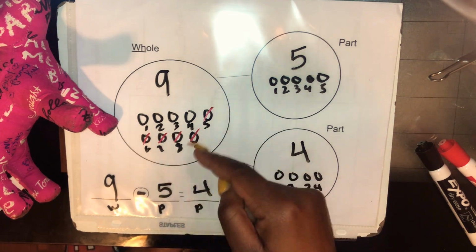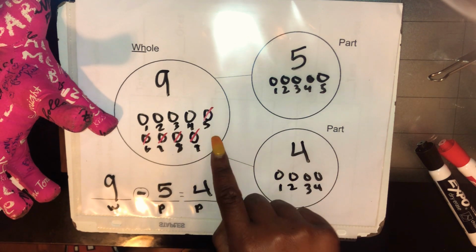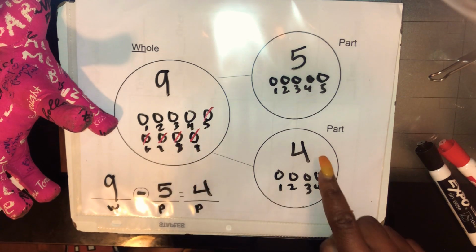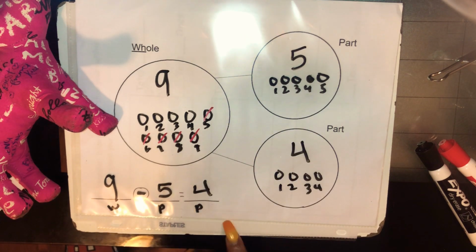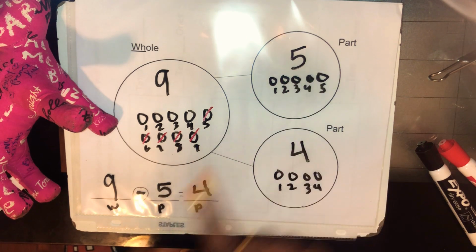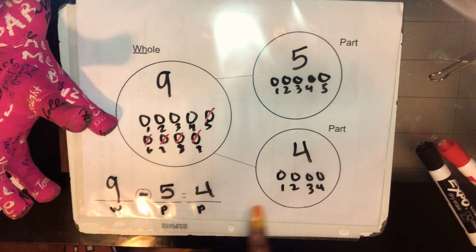I crossed out how many we took away. And then I said, which number should I put in my part? Well, I crossed out 5, so I'm going to put 5 in my part. I have 4 left over, so I'm going to put 4 in my part. And 5 plus 4 equals 9. I wrote my equation by thinking, what is the whole that I should put here first? What number is the whole? 9 is the whole, so I wrote 9 first. And then how many did I take away? I took away 5, so I wrote 5 in my part. And how many are left? 4 more. 4 are left over.